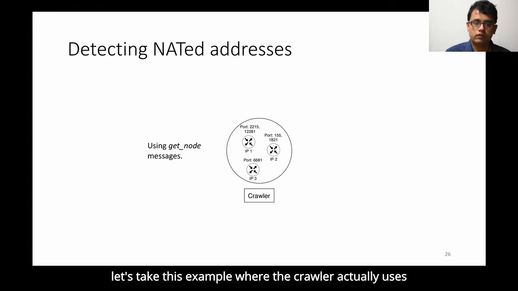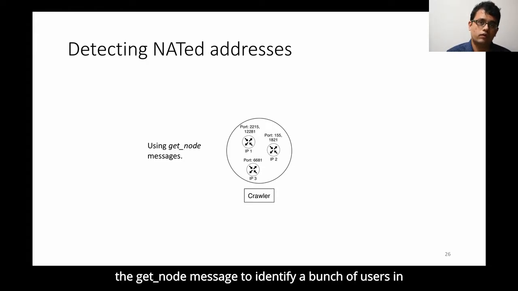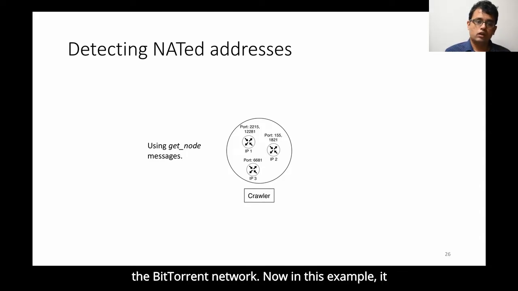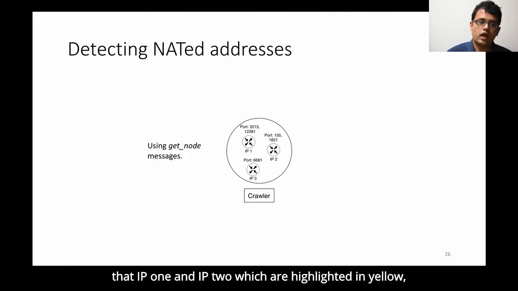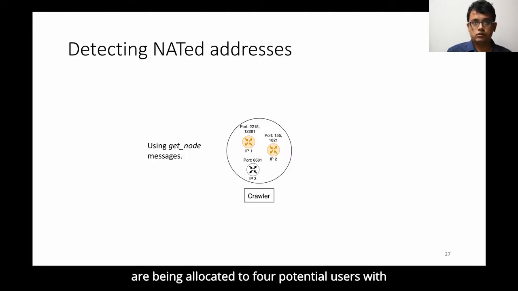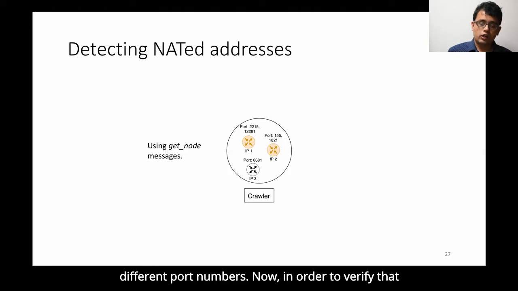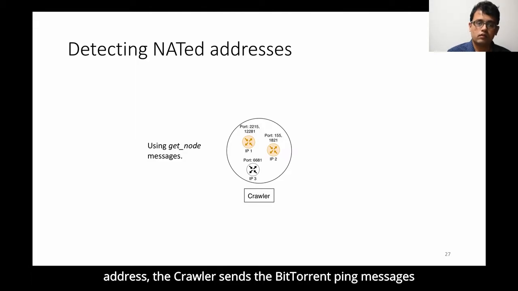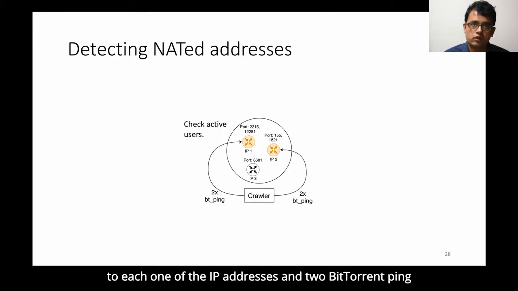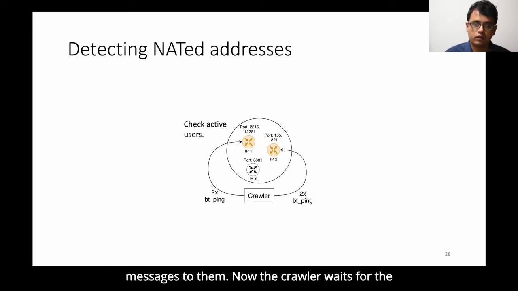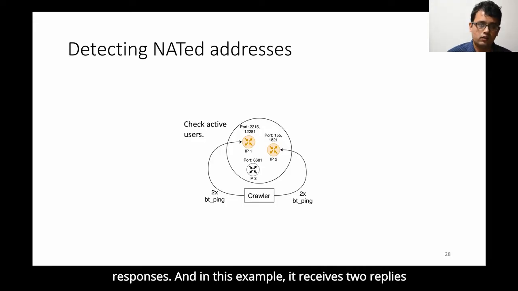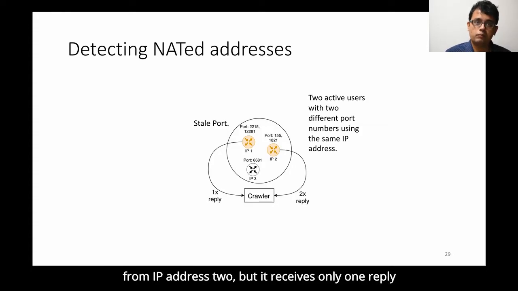So let's take this example where the crawler uses the getNodes message to identify a bunch of users in the BitTorrent network. In this example, it identifies 5 users with 3 IP addresses. Note that IP1 and IP2, which are highlighted in yellow, are being allocated to 4 potential users with different port numbers. In order to verify that these are indeed active users behind the same IP address, the crawler sends BitTorrent ping messages to each one of the IP addresses, 2 ping messages to each. The crawler waits for the responses, and in this example, it receives 2 replies from IP address 2, but only 1 reply from IP address 1.